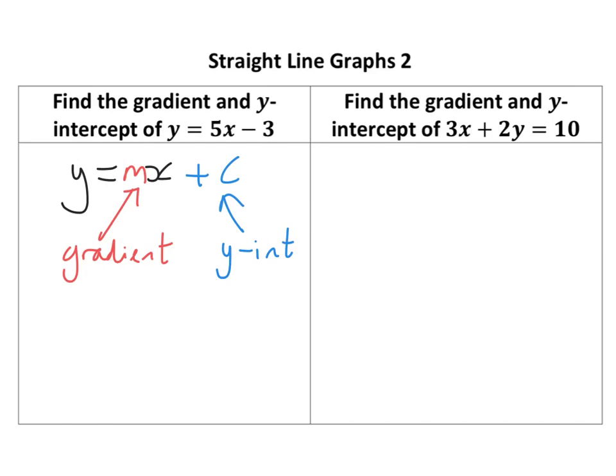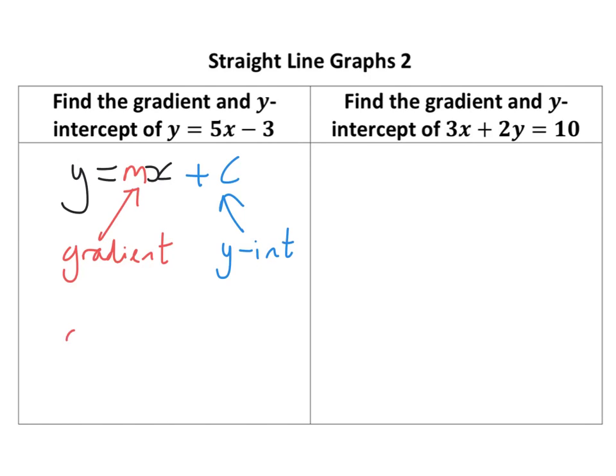So what we're looking at here is that the coefficient of x, the number next to x, or the number multiplied by x, is the gradient, and the number on its own, the constant, the non-variable, whatever you want to call it, that's the y-intercept.